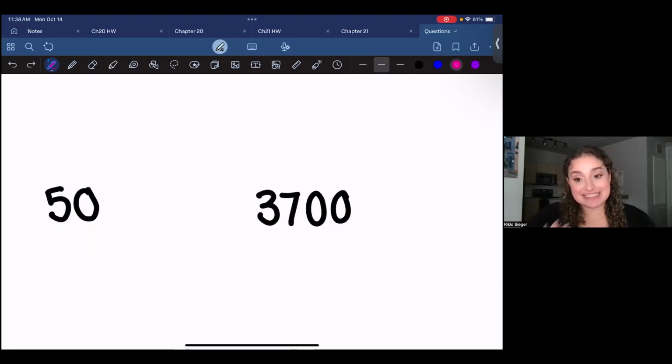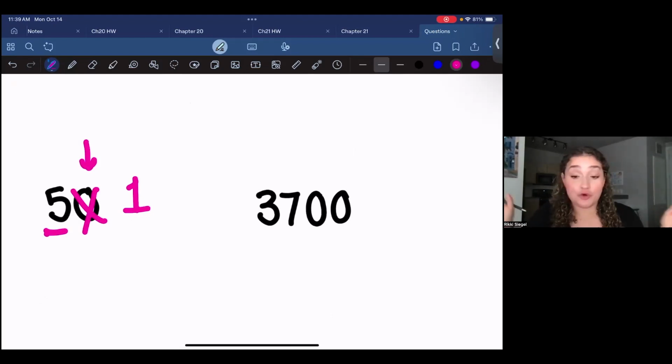Trailing zeros are insignificant when we don't have a decimal point telling us they're significant. So for 50, we only have 1 significant figure. This 0 is completely insignificant. We don't have a decimal point there, and we don't have it sandwiched in between 2 non-zero numbers. We don't really look at it, okay?